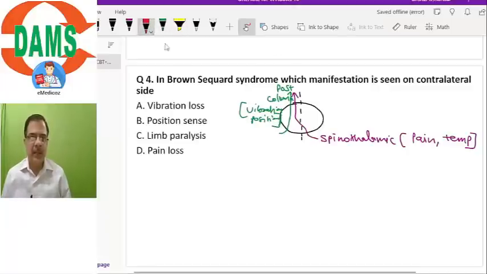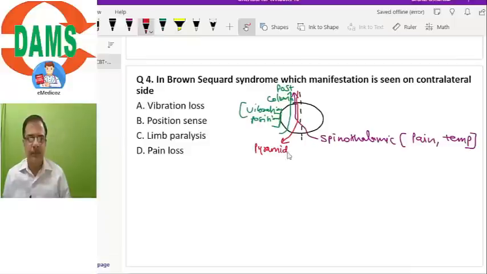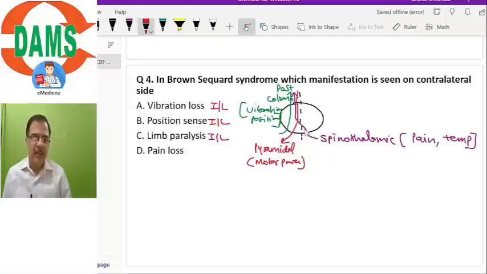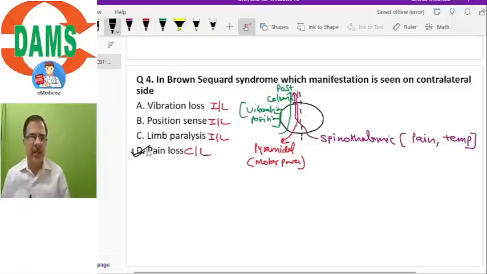while the other pathway which descends on the same side is the pyramidal pathway. So the pyramidal pathway is responsible for the motor power. So if there is one side damage of the spinal cord, the same side ipsilateral vibration loss will be there, ipsilateral position sense loss will be there, while the same side ipsilateral limb paralysis will be seen. Red one you can see is the pyramidal pathway, while the spinothalamic is coming from the opposite side, so the pain and temperature loss will be of the contralateral side. So the answer here will be D, that is pain loss will be of the contralateral side. Rest of these will be ipsilateral.